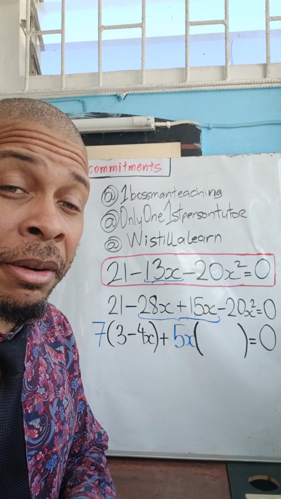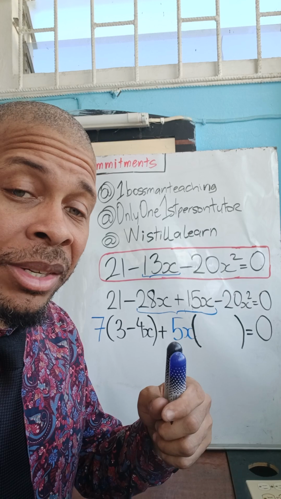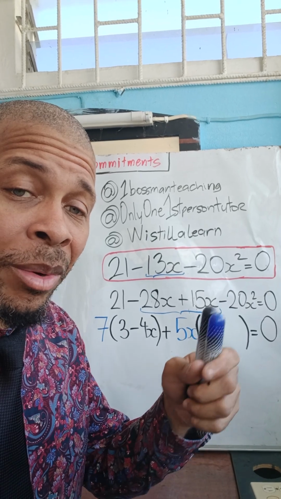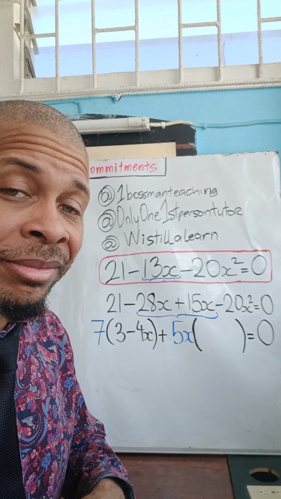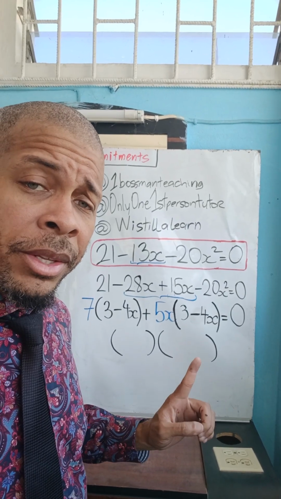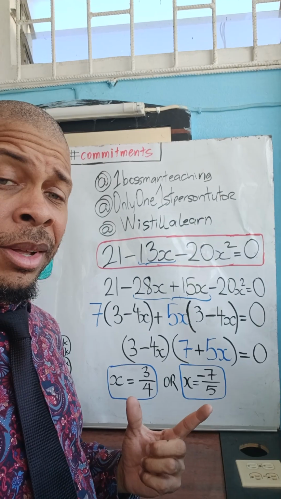Put your hands where your eyes can see. Anyway, if you multiply this by this, you will end up with that. So you might as well just copy and paste that over here. Black on the right and the blue on the left. So that's it.